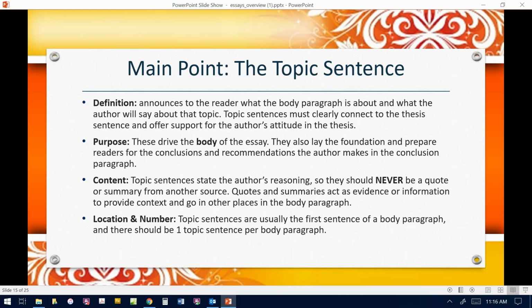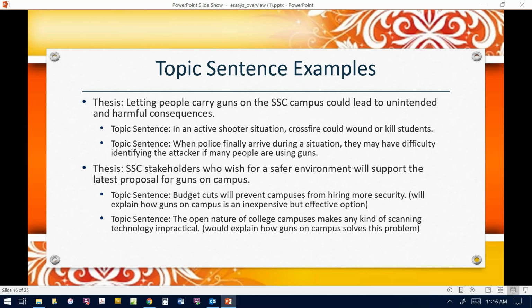They should never be a quote or a summary from someone else, because they are your argumentative reasons. So they need to be stated as your point. And then you can bring in other sources in the other part of the body paragraph. So here are some examples of topic sentences that clearly support the thesis statement.